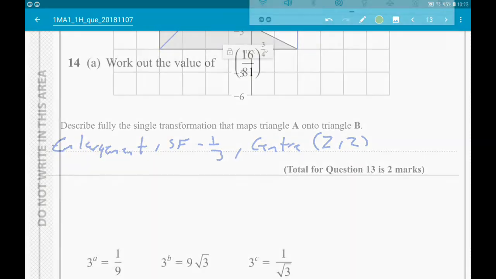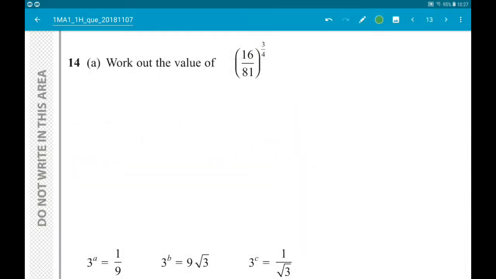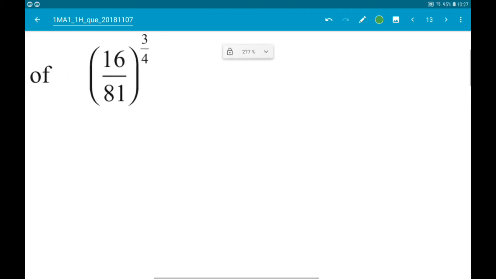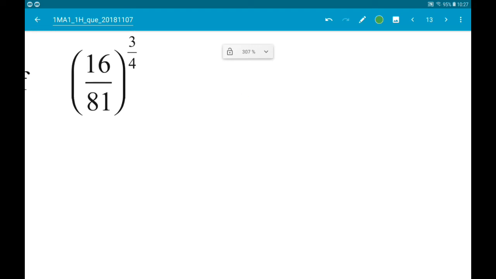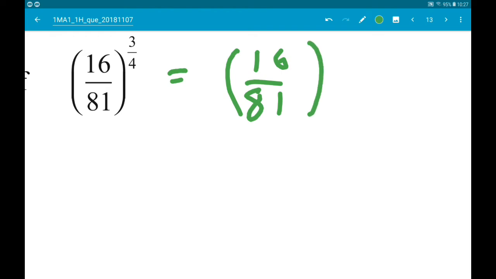Cool. Number 14, more fun with indices. So first up, we want to work out the value of 1681 to the power 3/4. Lovely. So, with fractional powers, and remember my playlist on indices is down below. With fractional indices, we split the power. So we're going to have 1681 to the 1/4 all cubed.